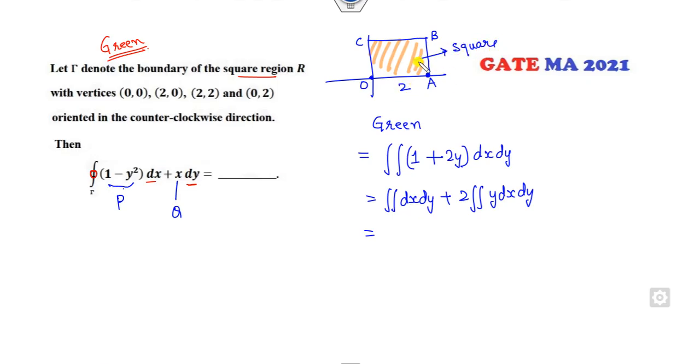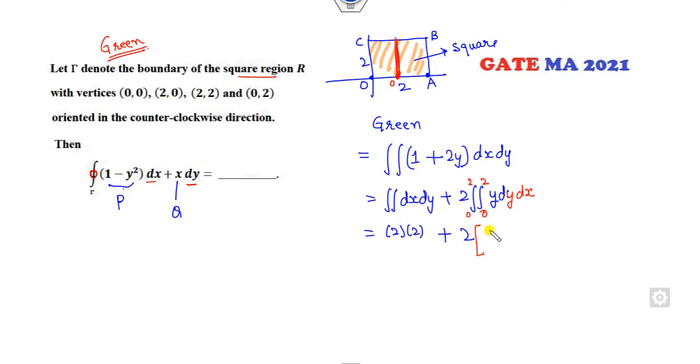The length is 2, width is 2. So the area of this square is side squared, plus this other term, which is not an area because of the y. So I can take the strip, writing dy first and then dx. What is the value of this y? It goes from 0 to 2, and the limits for x are also 0 to 2.